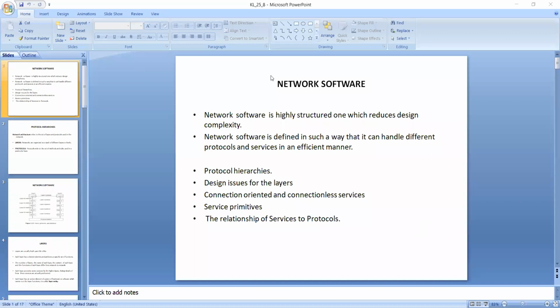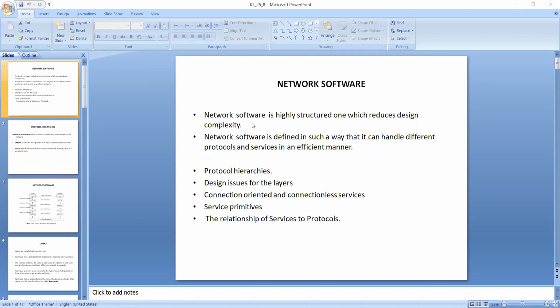Previously, in computer networks, network hardware was given the utmost priority and network software was given secondary importance. But in due course of time, what happened? Network software gained more popularity than network hardware. There are two reasons for that. The first point: network software is a highly structured one, which reduces design complexity. Naturally, in communication there is so much complexity because data has to travel from one place to another. There are many interlinks, many connections, many transmission lines. But network software is designed in such a way that it is highly organized. Due to that highly organized structure, it reduces the complexity. That's why it gained popularity when compared to network hardware.